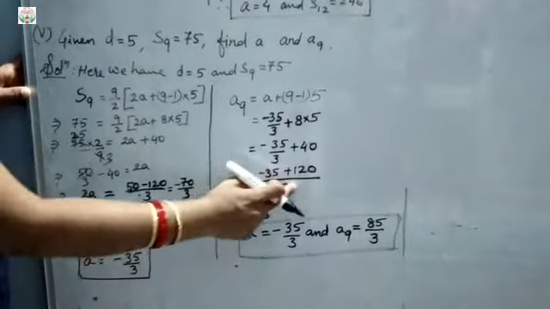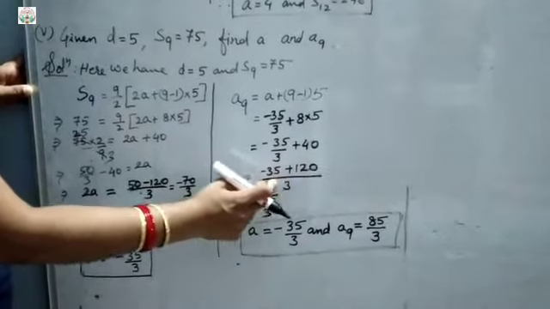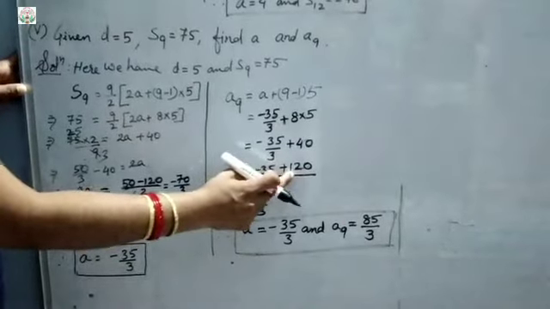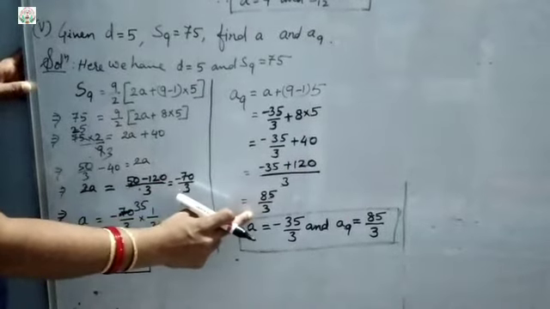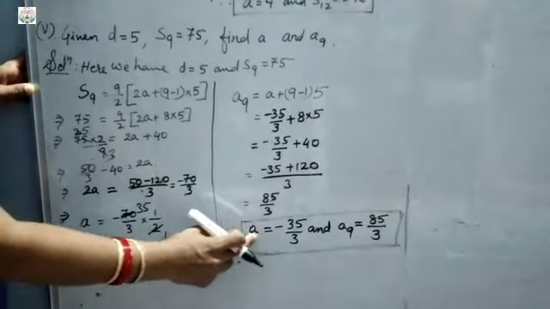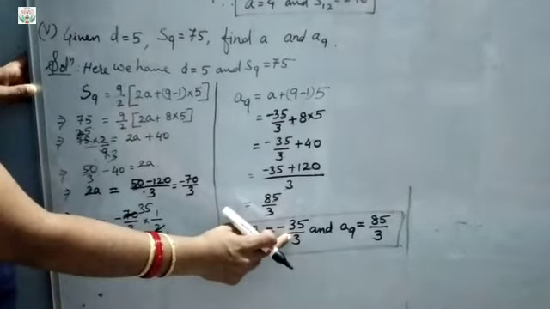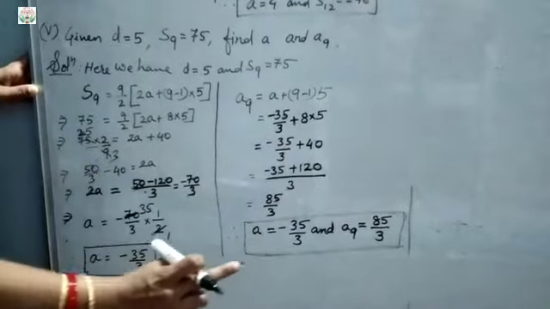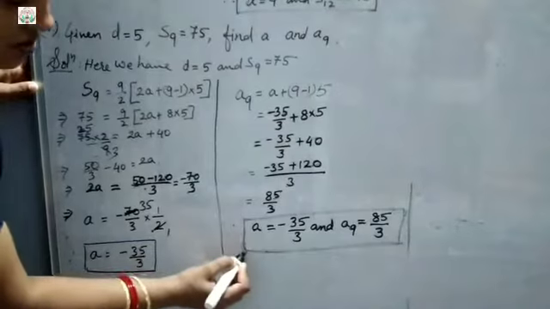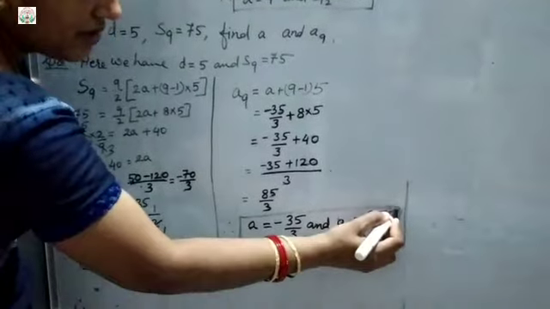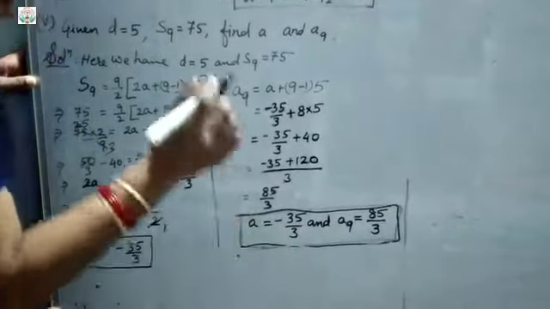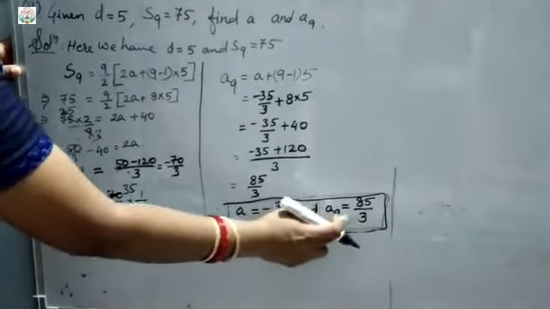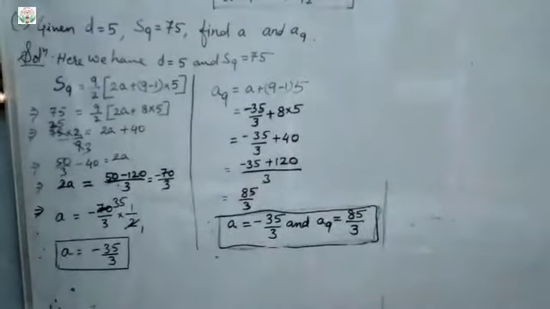Now again take LCM, what you will get? Minus 35 plus 120 upon 3 equals what? On subtracting these two, minus 35 plus 120, what you will get? 85 upon 3. Therefore the value of a is minus 35 upon 3 and an is 85 upon 3. Okay, so this is the final answer for this one.